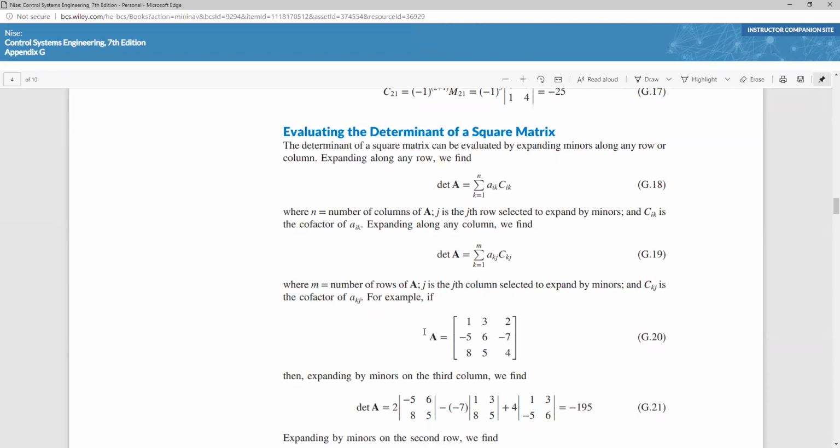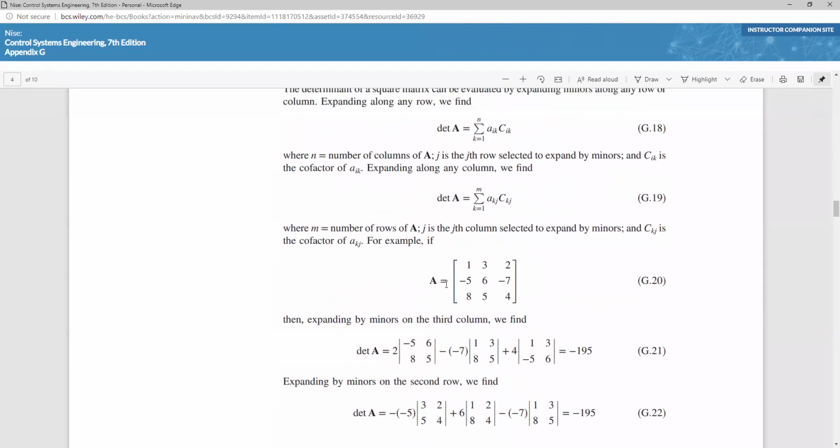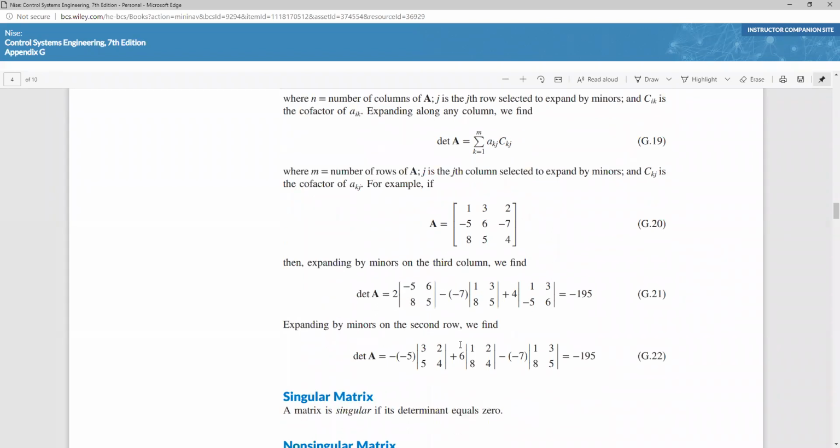For example, let's talk about it. Now determinant of A. If I want to find the determinant of A, so what is the formula? Summation of K from 1 to M, AKJ, CKJ. So just follow this formula.